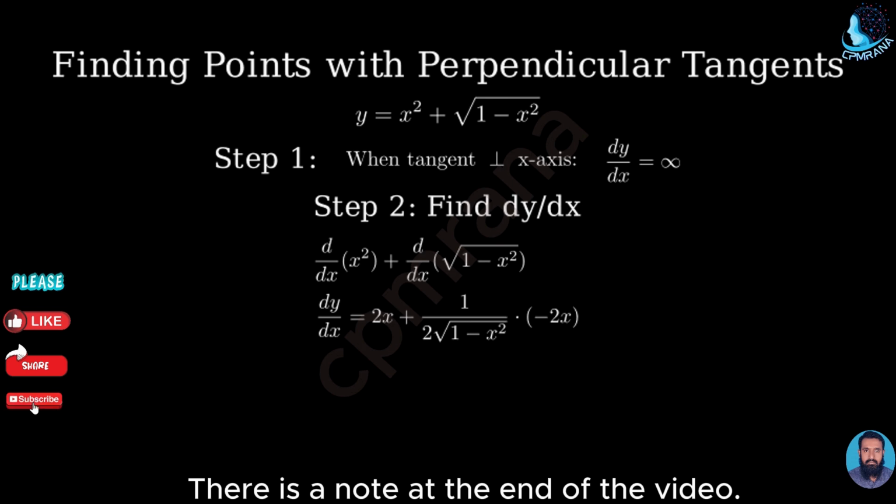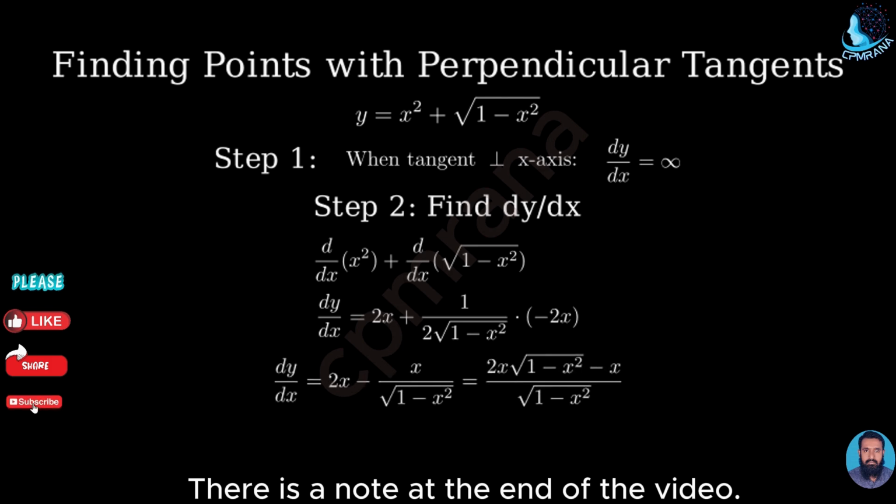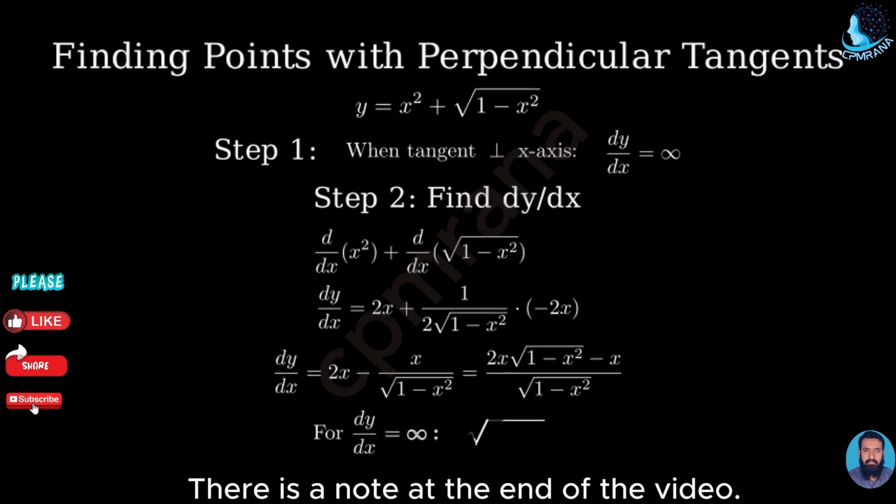In this case, u is 1 minus x squared, and its derivative is negative 2x. Let's simplify this expression. We can factor out 2x, and then combine the terms under a common denominator. For the derivative to be infinite, the denominator must be 0. This means that square root of 1 minus x squared equals 0.